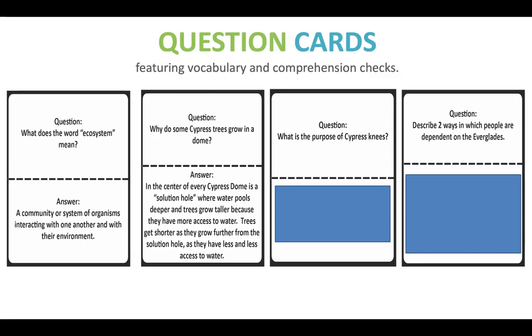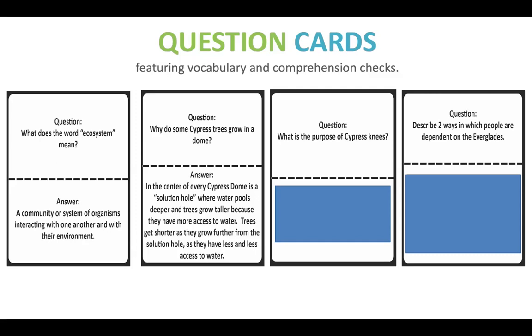So let's see. Knees help the roots to breathe. Very good. Thanks, Donna. They help to stabilize the tree. Very good, Linda. Thank you. Can anyone share two ways or more that we are dependent on the Everglades? Drinking water, there we go. It's all about the water, right? That's a really important one there. Water and wildlife filters water. Yeah, absolutely. The Everglades provides us with ecosystem services that are natural free services like water filtration and water storage.